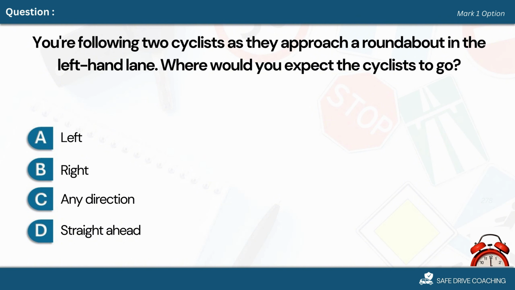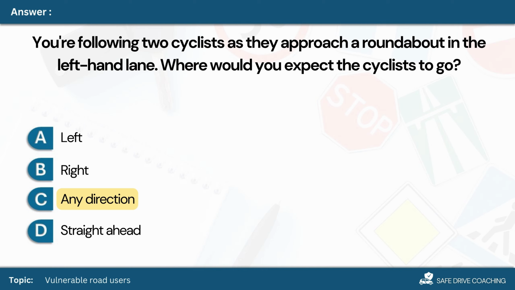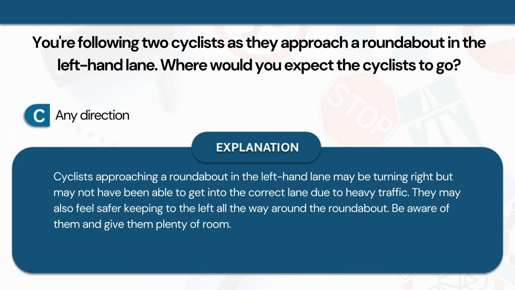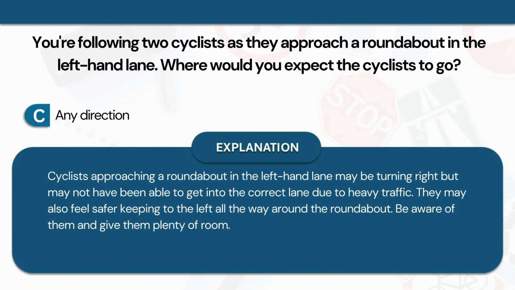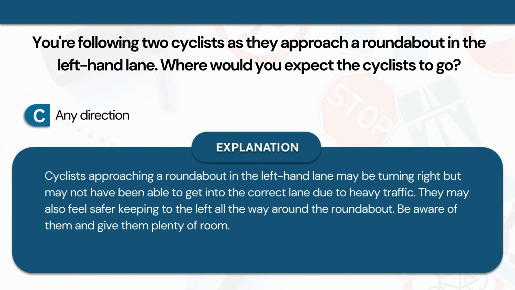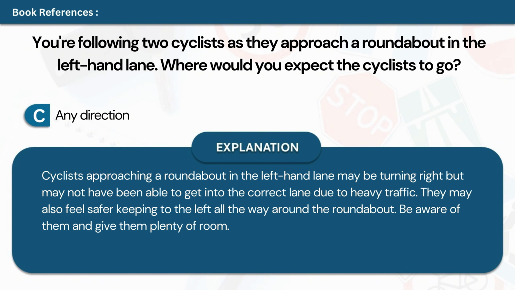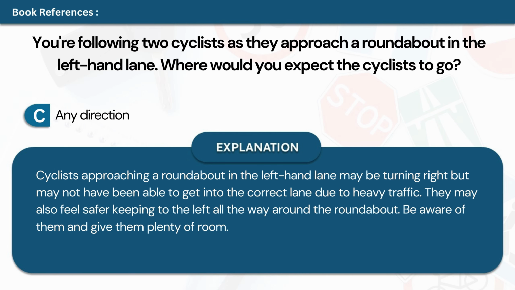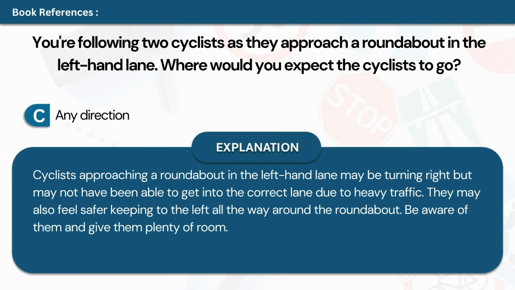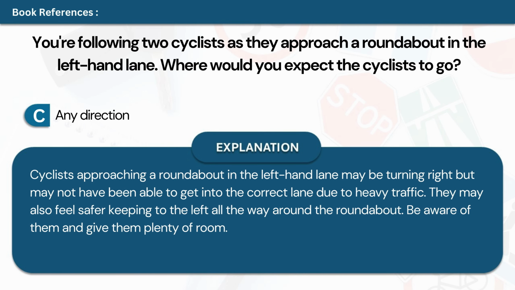The correct answer is C. Any direction. Cyclists approaching a roundabout in the left-hand lane may be turning right, but may not have been able to get into the correct lane due to heavy traffic. They may also feel safer keeping to the left all the way around the roundabout. Be aware of them and give them plenty of room.